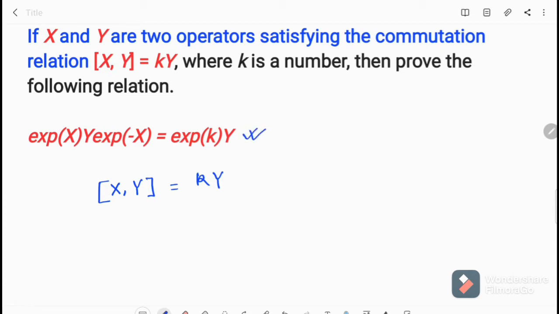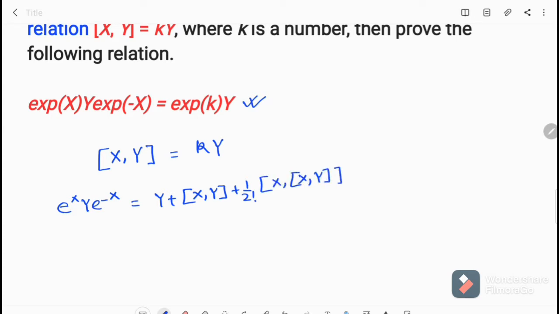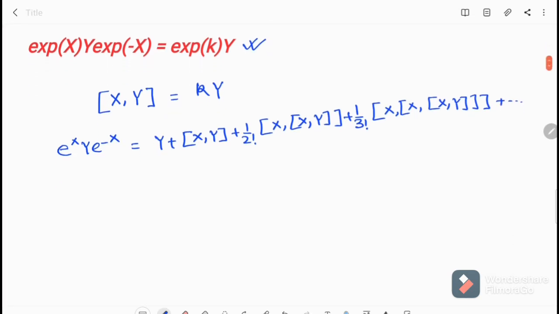So let's see. Before proceeding, I have earlier shown that e to the power x y e to the power minus x can be written as y plus commutation xy plus 1 by 2 factorial x commutation xy plus 1 by 3 factorial x commutation x commutation xy and so on. Fine. We know that.